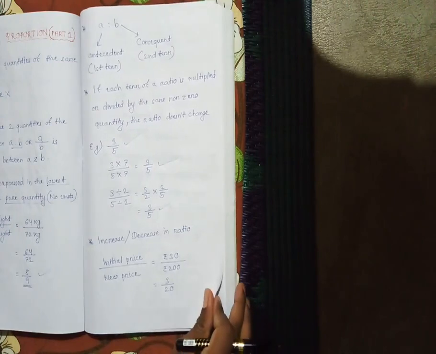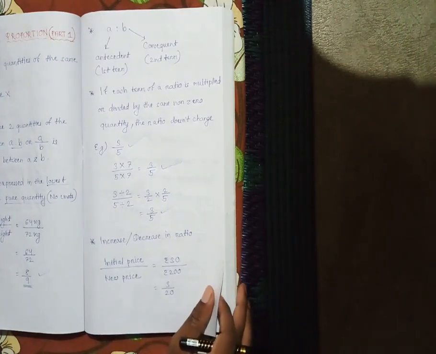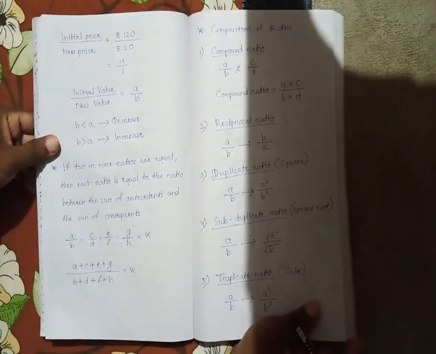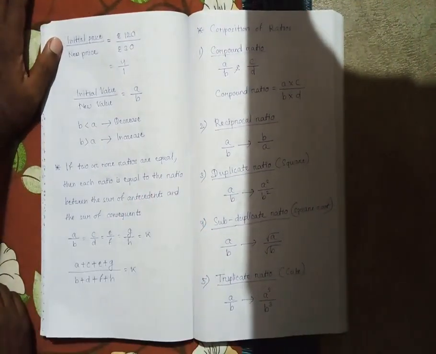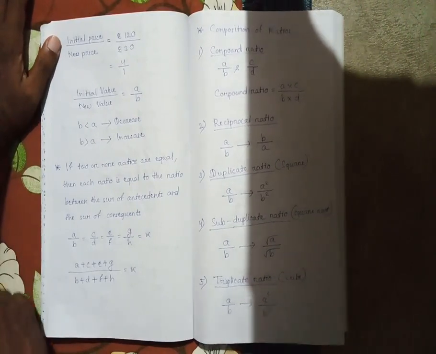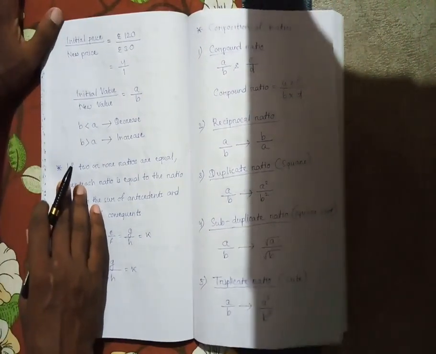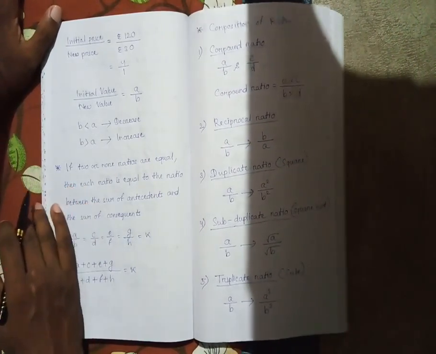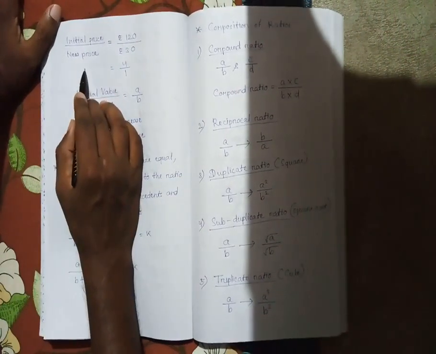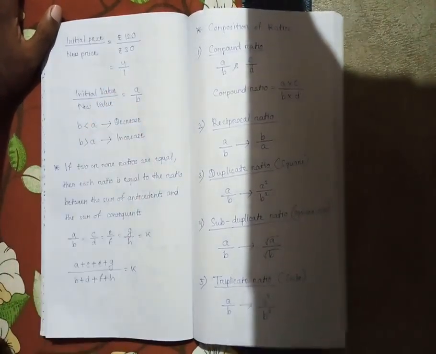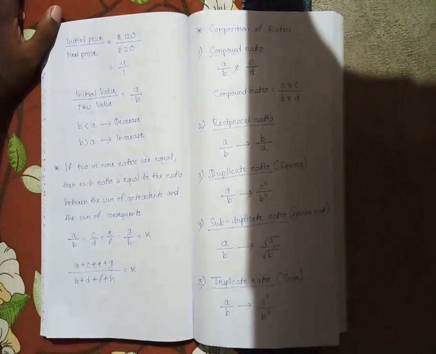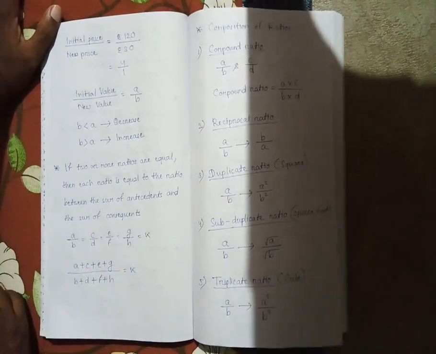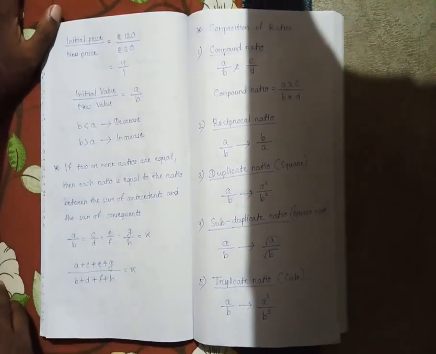Now let us take another example in which price would have decreased. A few months ago, the price or the rate of onion was rupees 120 per kg. The present rate is rupees 30 per kg. So initial price by new price is equal to rupees 120 by rupees 30, which is equal to 4 by 1. So as you can see, in this case the price of onion has decreased in the ratio 4 by 1 or 4 is to 1.